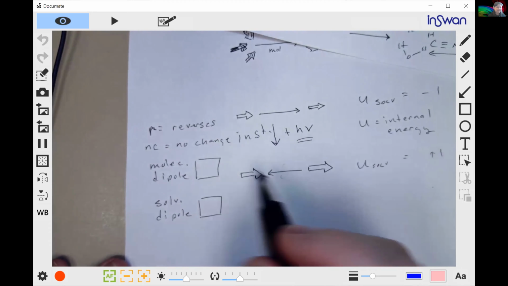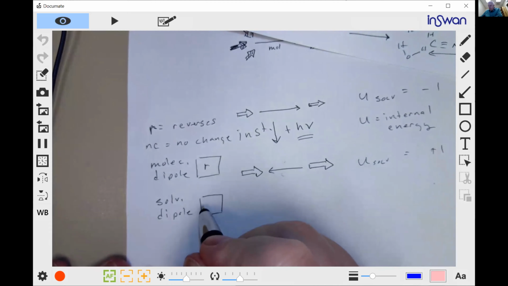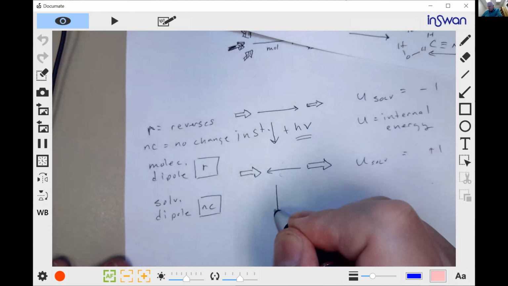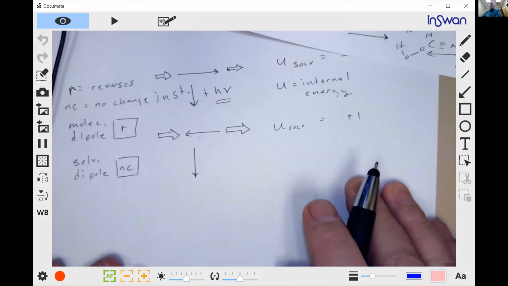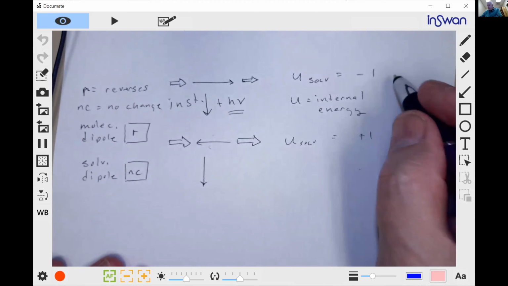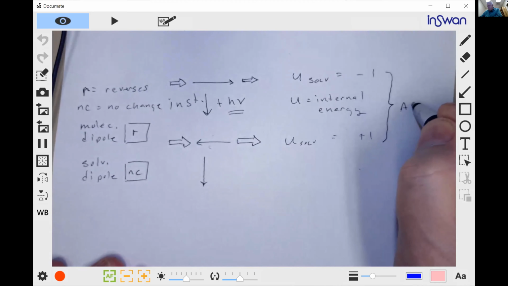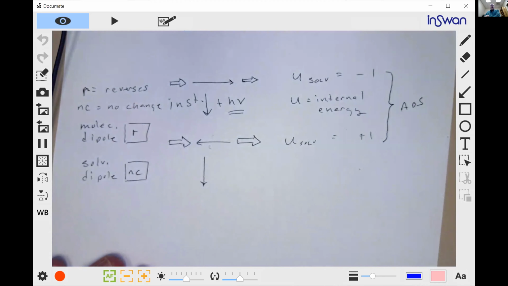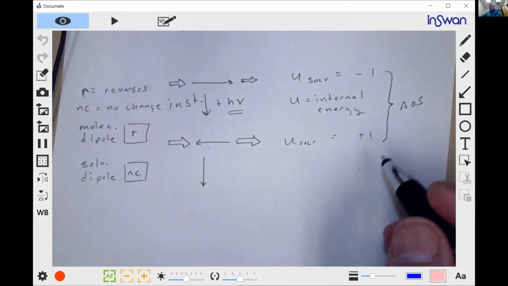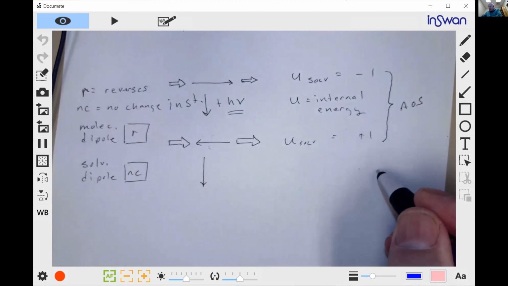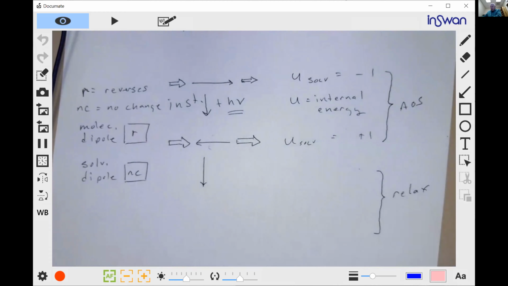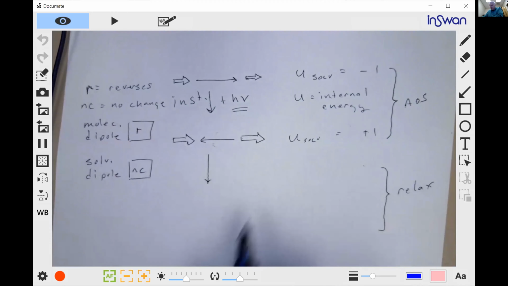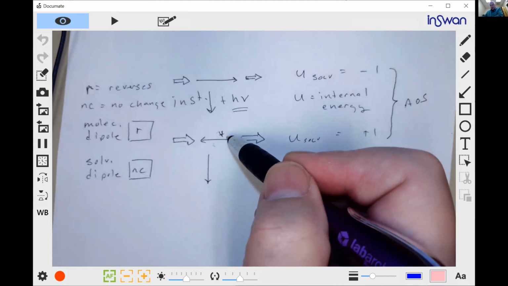So, the molecular dipole reverses. The solvent dipoles undergo no change. This is absorption, right? In this instant, what we have described is absorption. Now, the next instant, what's going to happen will be described as relaxation. So what's going to happen next? This is the star state up here. This is, say, ground state cyanide. This is excited state cyanide.